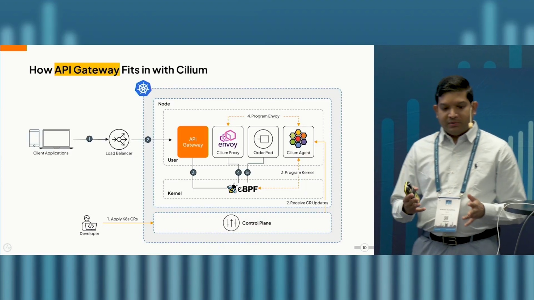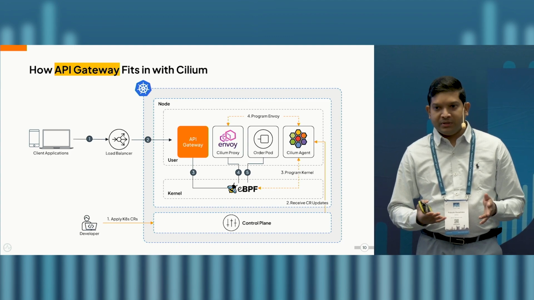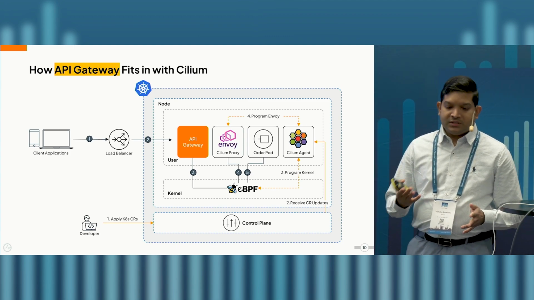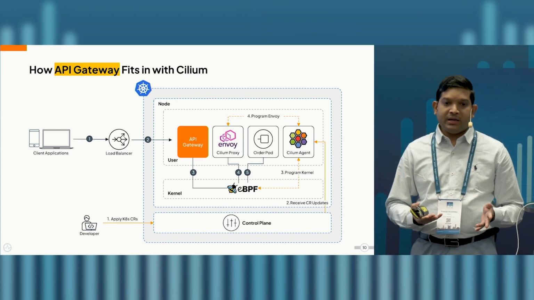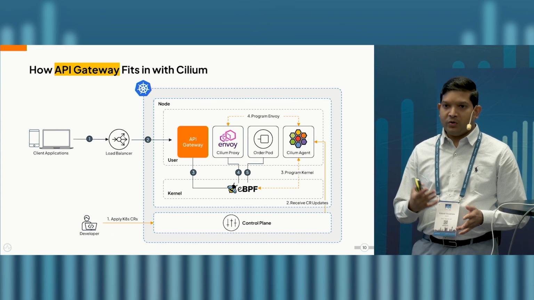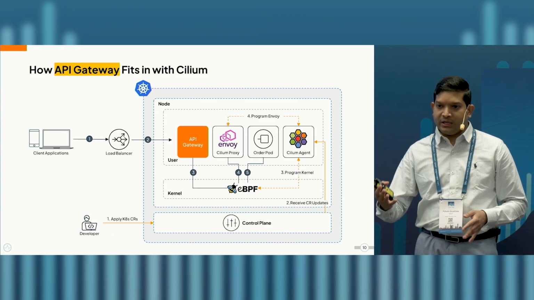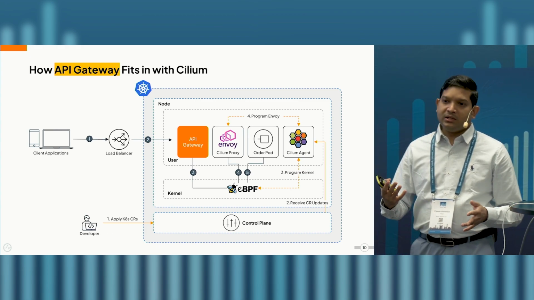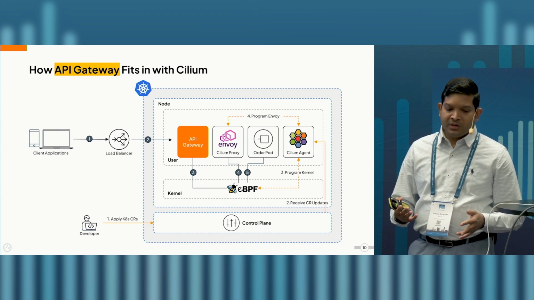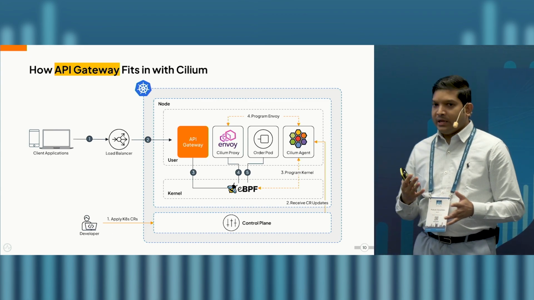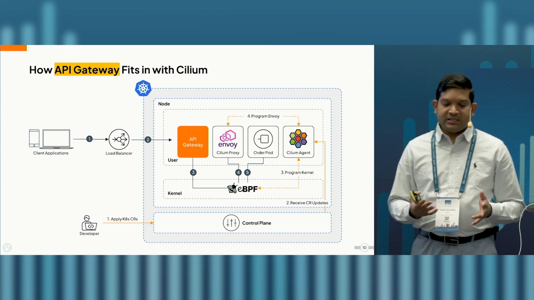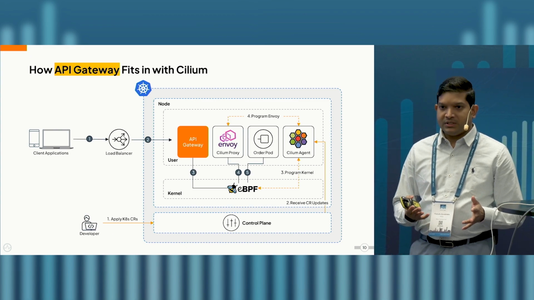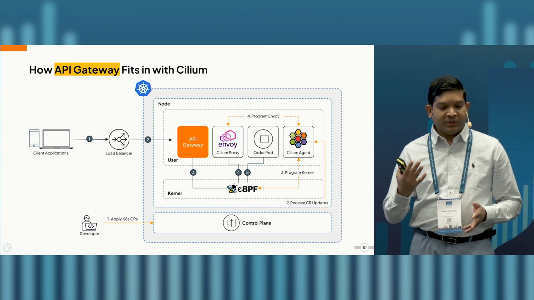So Cilium provides traffic management and some quality of service features, but lacks gateway functions like authentication, authorization, rate limiting, and other basic gateway capabilities. So integrating an API gateway is essential for full management of services running on Cilium.